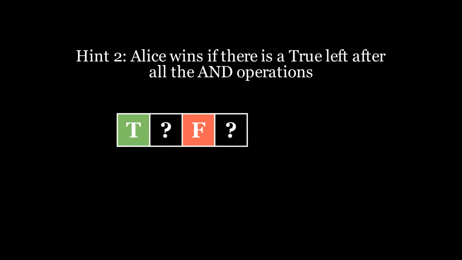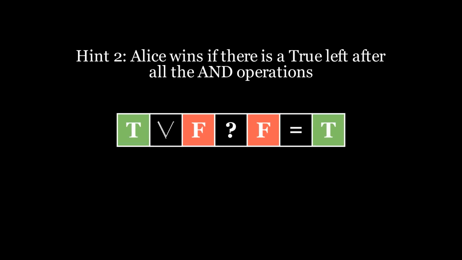When will this be true? There are two possible cases where this is true. First is if the first element is true. In this case, Alice places an OR next to the first element. Bob cannot do anything to turn the first true into a false, so Alice wins. We can use similar logic to find that this is true if the last element is true.